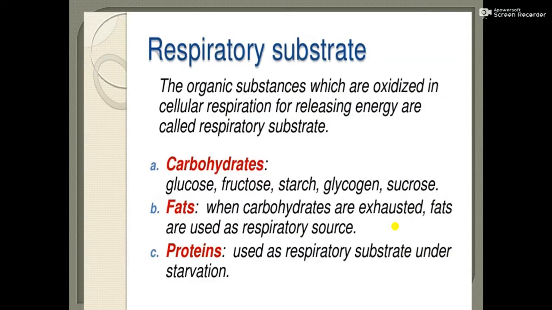Now, the respiratory substrate. The organic substances which are oxidized in cellular respiration for releasing energy are called respiratory substrates. As carbohydrates: glucose, sucrose, starch, glycogen, and fats. When carbohydrates are exhausted, fats are used as respiratory source. Protein is used as respiratory substrate under starvation.